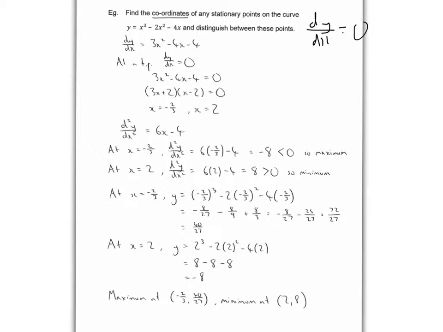Then I look at the next one, x equals 2. I plug that into my d squared y/dx squared expression, and I end up getting a positive value. That means it's a minimum. I've got the x value being a minimum. I plug back in to find the y value, and so I get this other coordinate here.